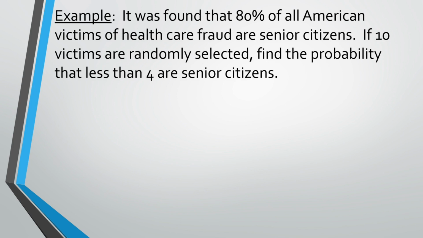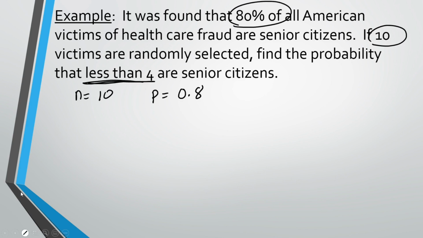Example: it was found that 80% of all American victims of healthcare fraud are senior citizens. If 10 victims are randomly selected, find the probability that less than 4 are senior citizens. n in our case is 10. p is equal to 0.8, and we want to find x less than 4, so I'll use the less than symbol.